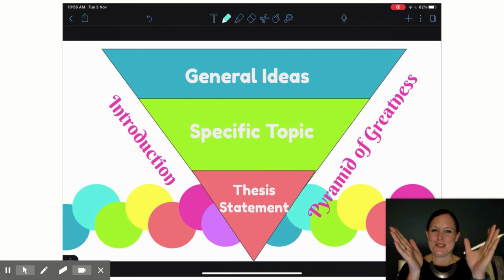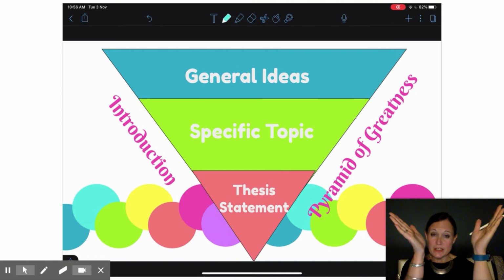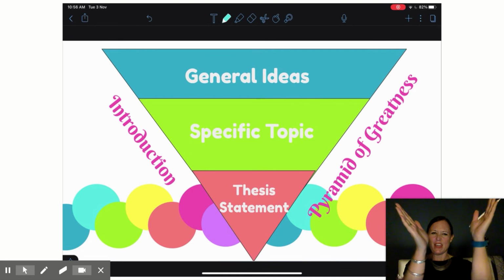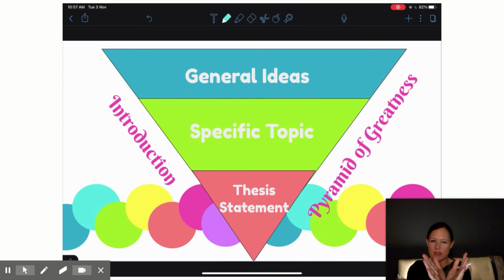So when I think about an introduction, I like to talk about this pyramid of greatness, where we start very generally and then we get more specific and more specific down to our thesis statement. Okay, so our ideas kind of start here. They go more and more and more specific to what we're going to be talking about in this essay. All right, so the pyramid of greatness introduction.